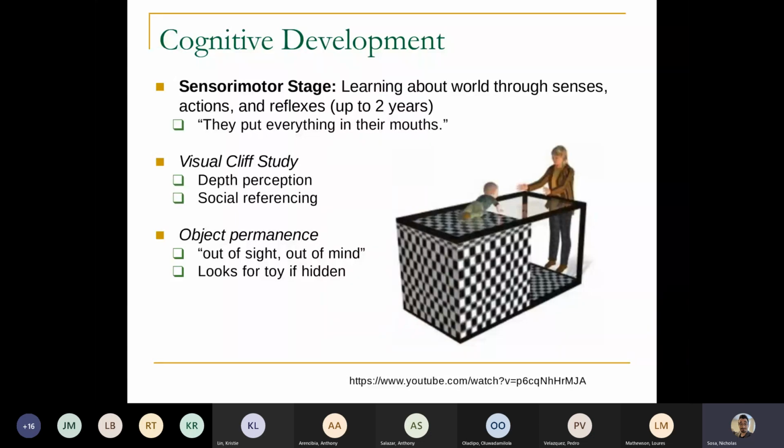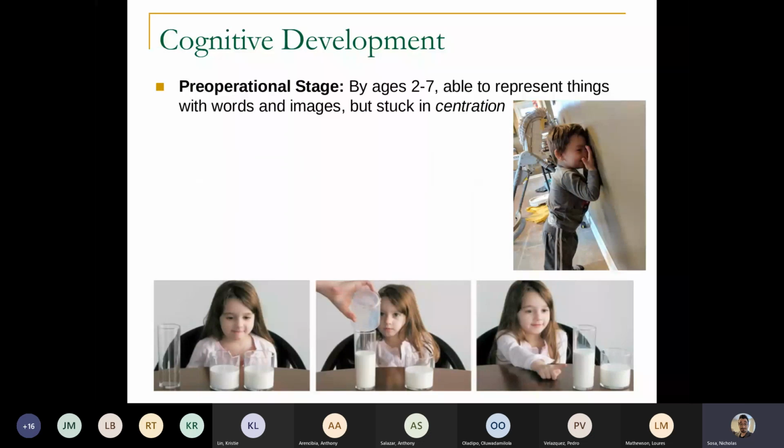Now, once babies start developing object permanence, it typically marks the end of the sensory-motor stage and the beginning of the next stage of cognitive development, the preoperational stage, where children ages 2 through 7 are now able to represent things with words and images, but their thinking is stuck in centration. So let me break that down for you all to make it a little bit clear.